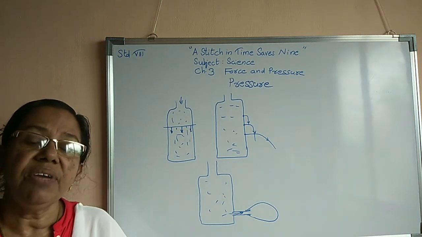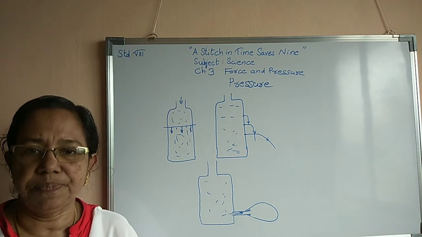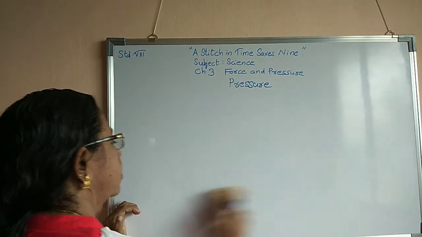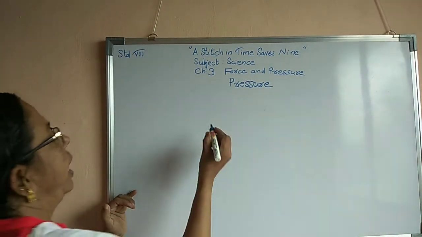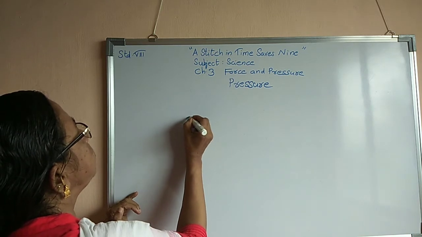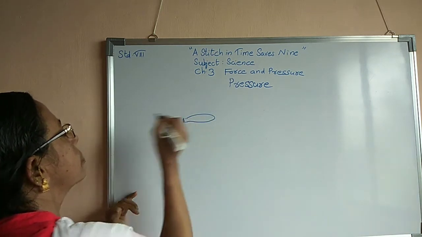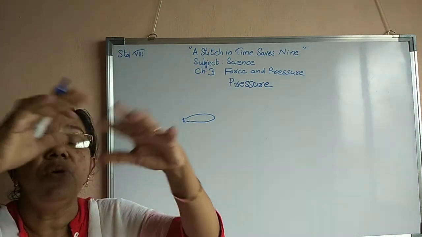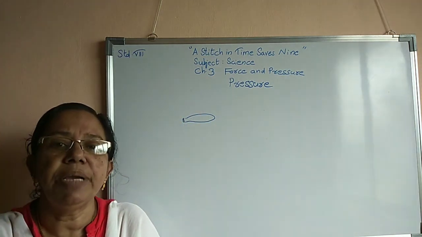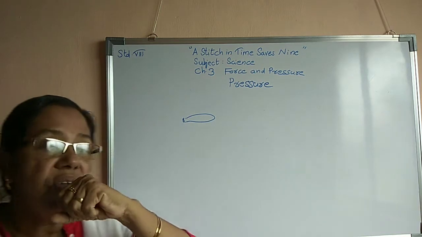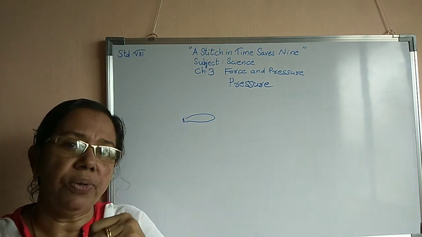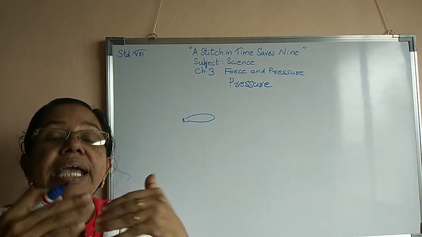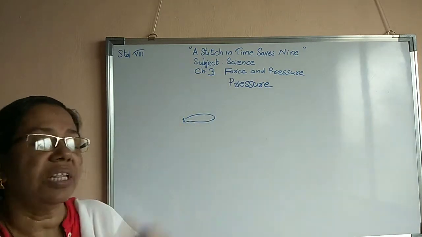Now we are studying that even air exerts pressure. For that, we will study another example. Now I am taking one balloon and blowing it. You can find that the balloon will inflate. Its size will become large. So when we blow air into the balloon, we are exerting pressure. That means a kind of pressure is exerted on the walls of the balloon.